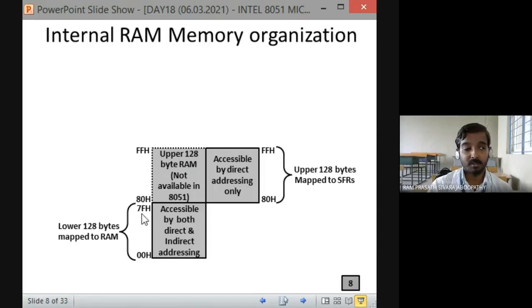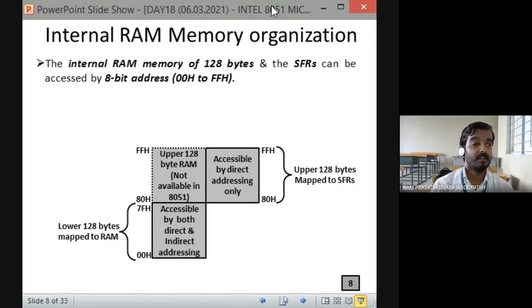As of now, don't worry about this upper 128 byte RAM. It is not available in the Intel 8051. So totally we have 128 bytes of RAM location. Then another 128 byte address space is mapped for SFRs. So the internal RAM memory is 128 bytes.